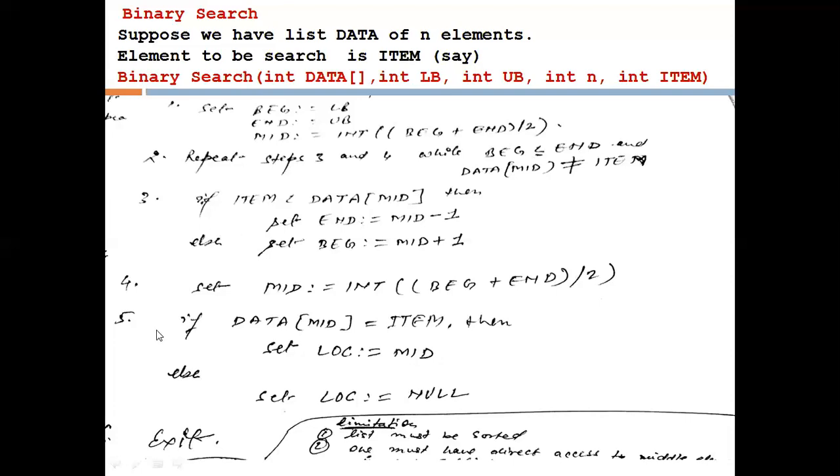So after this loop, if data[mid] is equal to item, then we simply found the element and the location becomes mid. Suppose this is the LOC value we are returning. Else, the location is equal to null, and location equal to null simply represents that this element is not found. You may also write a print statement here, that the element is found at location mid, or print element not found, as earlier in linear search we used print statements.